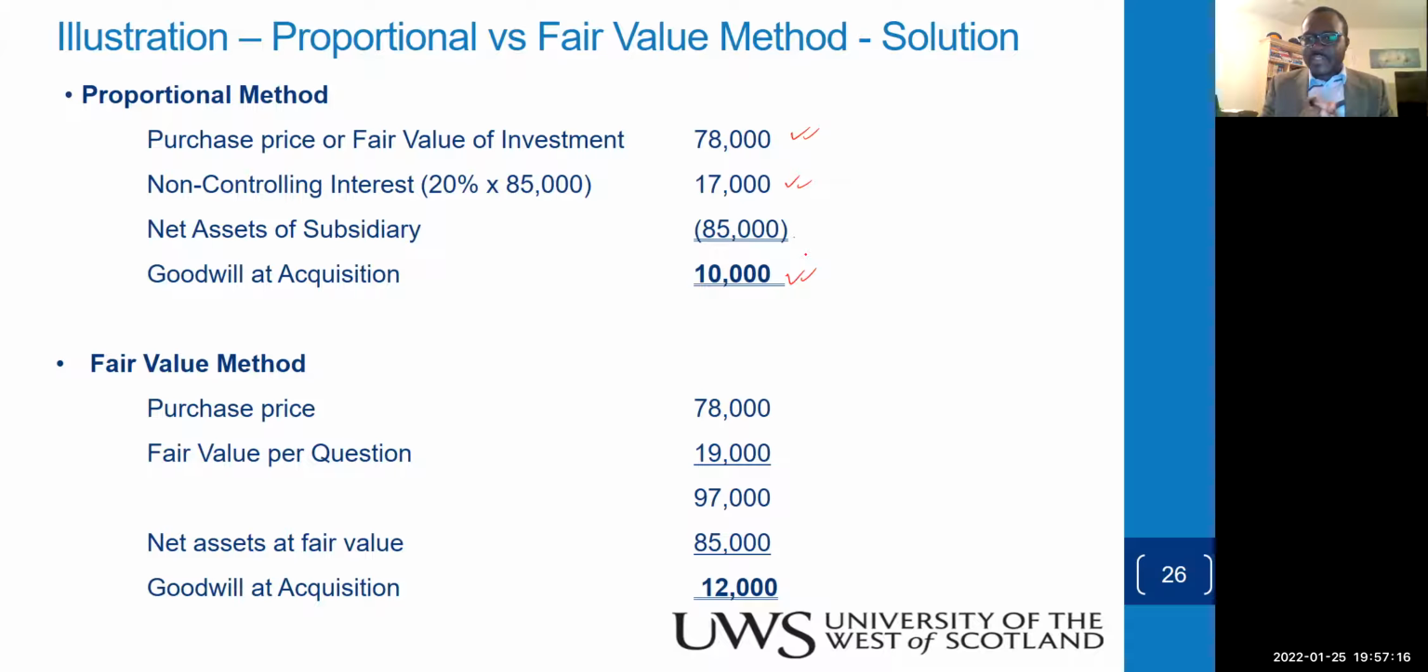This is one way of calculating goodwill when NCI is valued as a proportionate share of the net assets of the subsidiary. What if it is at fair value, when we are given the figure as 19,000? Same story holds. We purchased for 78. The fair value per the question of the NCI is 19,000. We add it up and get 97. Then we subtract the fair value of the identifiable net assets of the subsidiary, and we get goodwill at 12,000.